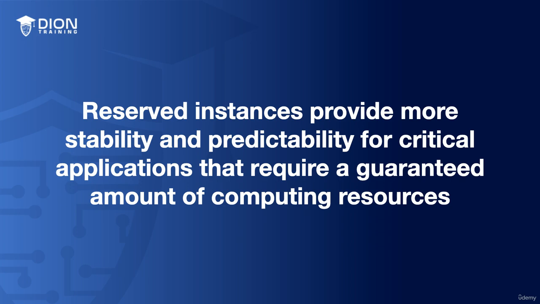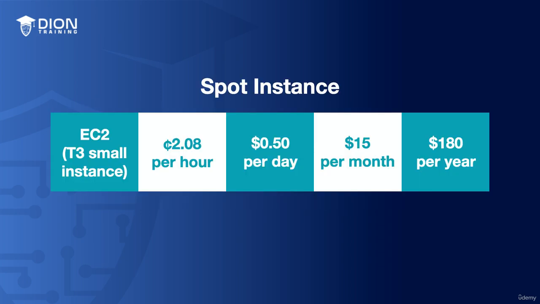Now, let's go back to our EC2 example of the T3 small instance. If I use this under the spot instance pricing, I will be paying 2.08 cents per hour, which is about 50 cents per day, or about $15 per month, or about $180 per year. And that's considering that we run it nonstop the entire time.